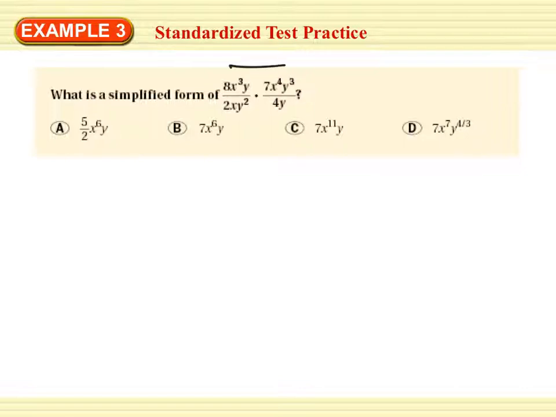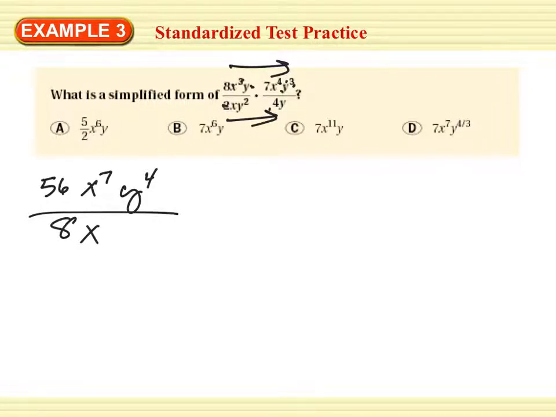All right, multiply across the top and across the bottom. 8 times 7 is 56. X cubed, x to the 4th is x to the 7th. Y and y cubed is y to the 4th. Over 2 times 4 is 8. There's only one x. There's 3 y's.